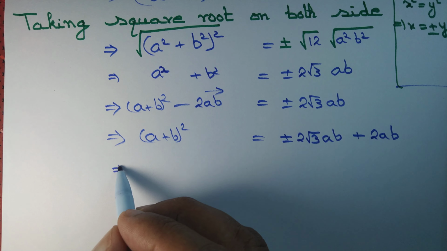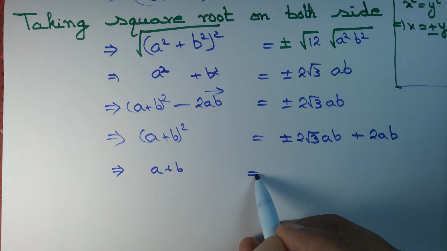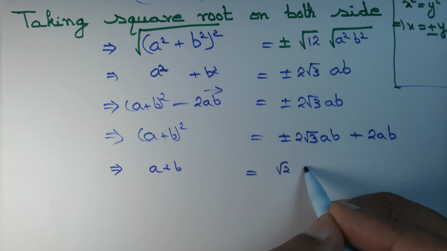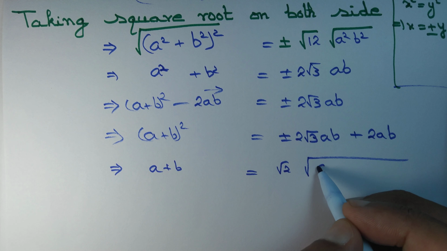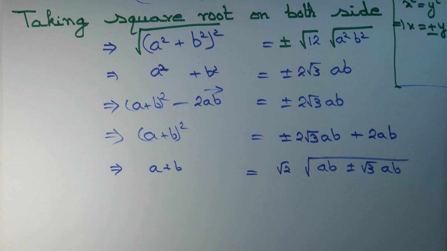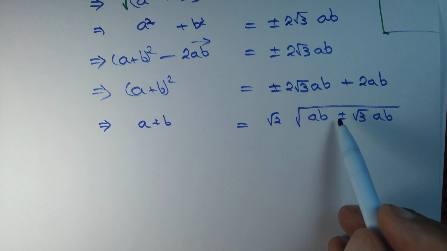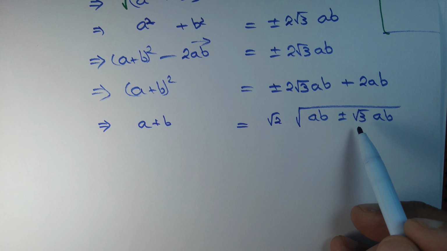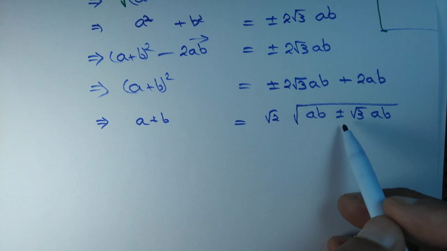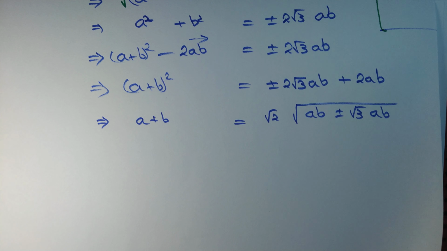Now once again we will take root to obtain a plus b equal to, I can take root 2 common, square root of ab times (plus minus root 3 plus 1). Remember, if ab were positive, then we will take this positive sign, so square root of positive quantity makes sense. If ab were negative, we will take the negative sign, and ultimately this will be positive, and root 3 times ab is definitely bigger than ab. So we have determined a plus b in terms of ab, right?